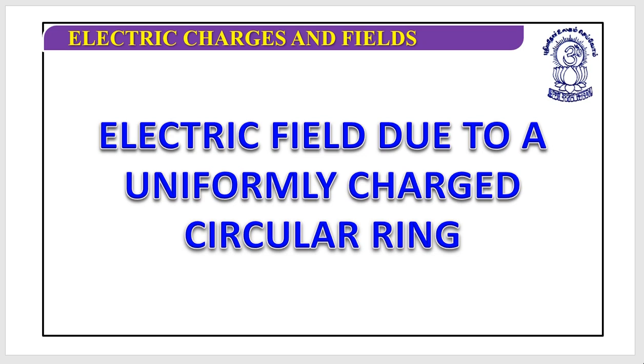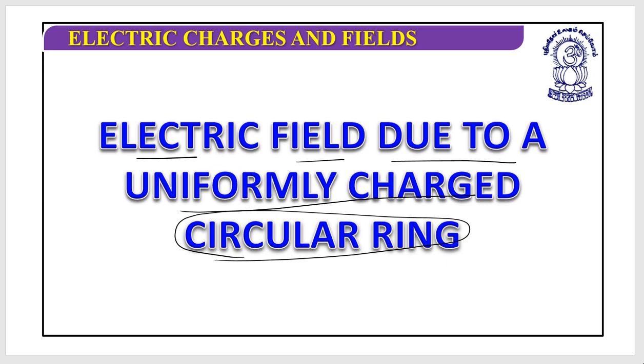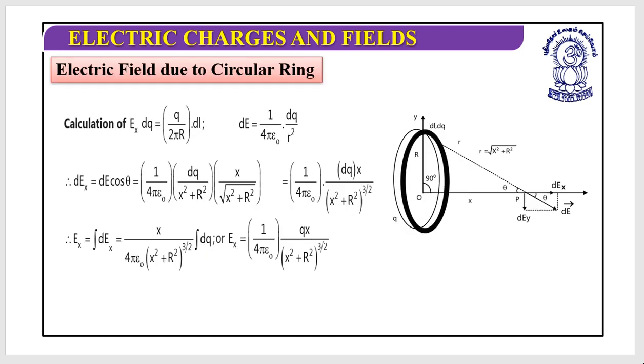In today's class we are going to discuss the electric field due to a uniformly charged circular ring. In previous classes we have already discussed the electric field due to a uniformly charged circular arc. But when we were discussing the electric field due to a charged arc, we were discussing it at some position P. Now in this situation, we are going to discuss something like this.